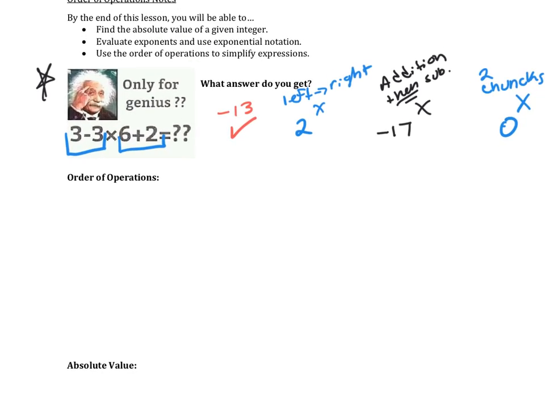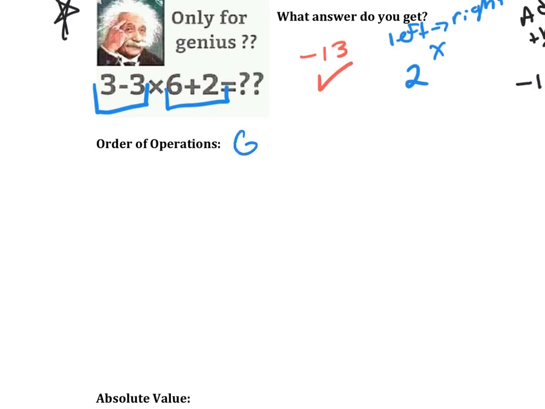So order of operations. In order to avoid this mistake, PEMDAS goes multiplication, division, addition, and subtraction, which implies that multiplication has to come before division and addition has to come before subtraction, but that's not always the case. So in order to avoid that problem, I'm going to use GEMS, which some of you may know, for order of operations. And so the G, or the P in PEMDAS, stands for grouping.